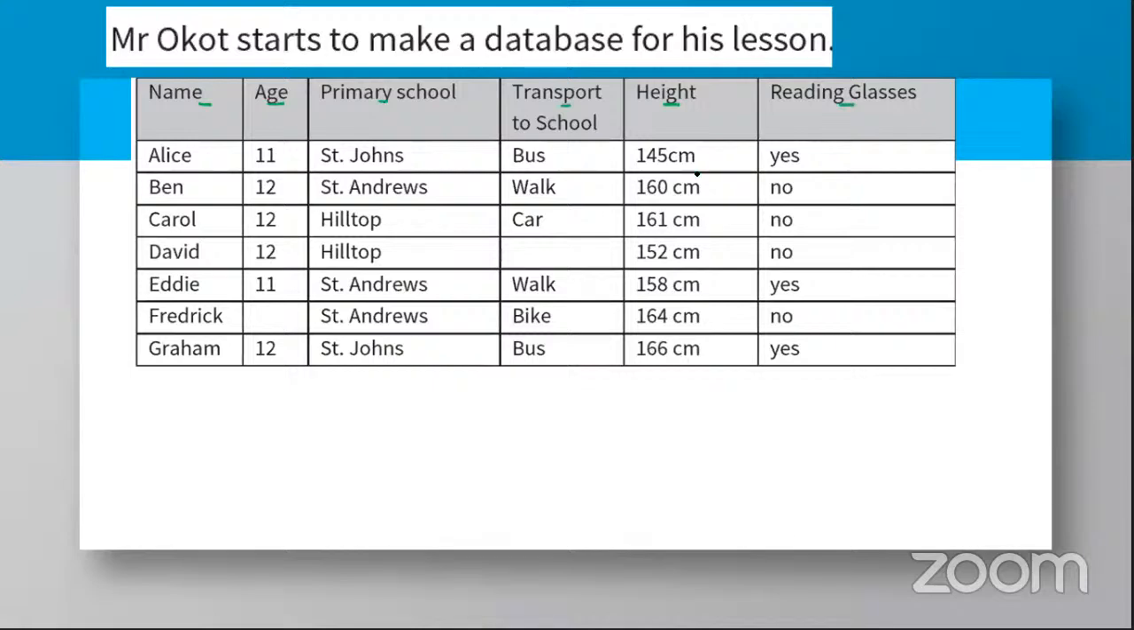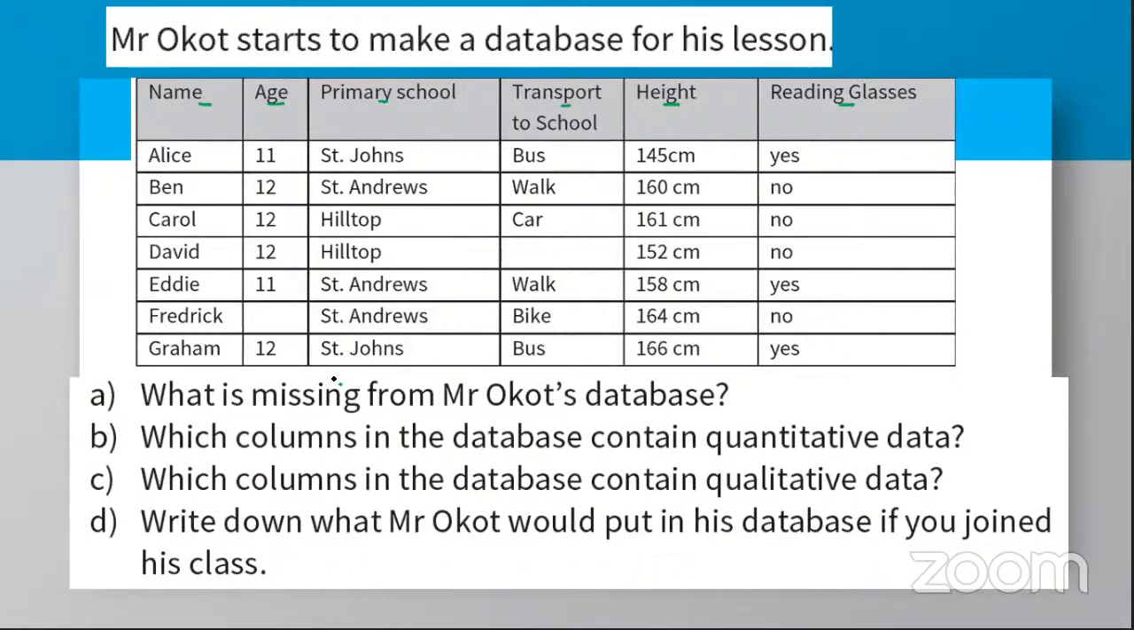Now we need to find out. We have questions here that we are going to answer together. One, when we look at our table here, please take note of our table. I hope we are looking at it. So let's look at this data. Now we are asking, what is missing in Mr. Okoti's database here? What is missing out?